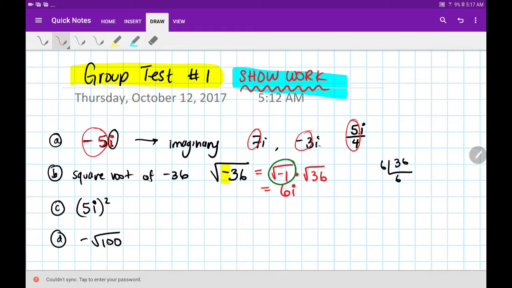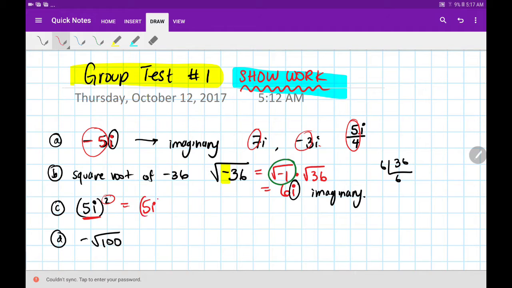And now this looks like the problem in A. It is an imaginary number because the negative is inside the square root. Okay, let's do C. Here we have some work to do. It says 5i squared. So I'm going to rewrite this.